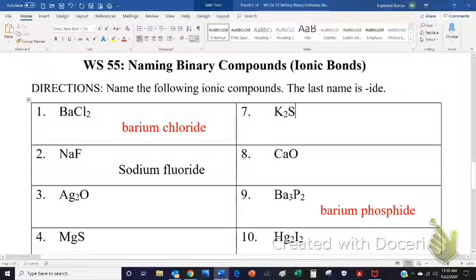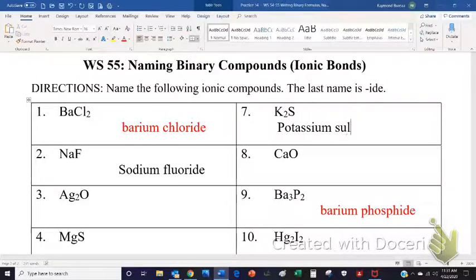Okay, number 7. All right, do a little spacing. Okay, what is that K right there? Element number 19, you'll see K is potassium. S is sulfur, but remember the IDE. S-U-L-F-I-D-E. So number 7 is potassium sulfide.